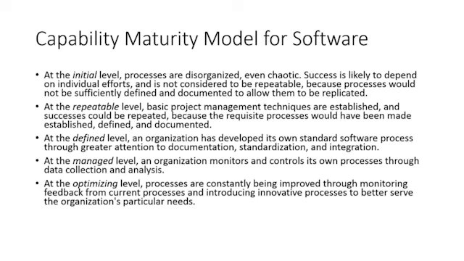And then the optimizing level. Processes are constantly being improved. So we can take the data that we have from the analysis, from the managed level, and see what needs to be improved, if anything. I'm sure there is. There's always room for improvement. So at the optimizing level, we're looking at those processes, constantly improved through monitoring feedback from those current processes, like I mentioned, and introducing innovative processes to better serve the organization's particular needs.